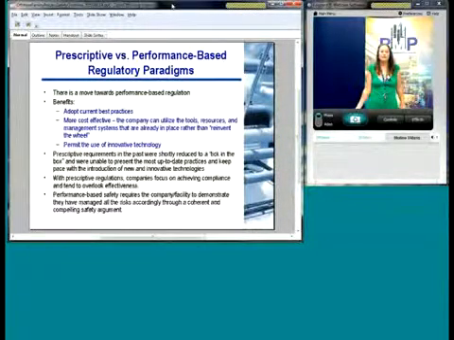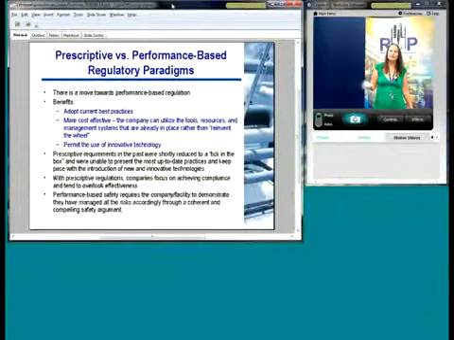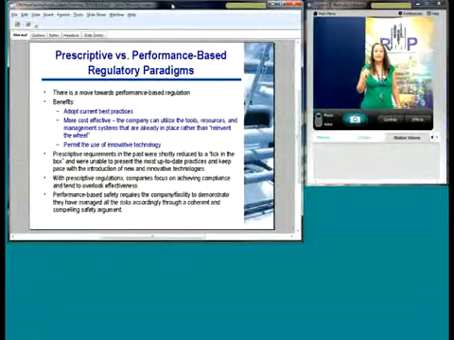Like I was saying, prescriptive requirements most of the time get reduced to a checkbox, checklist type program. Not to say that a lot of my clients don't go above and beyond the regulations and do performance-based on their own, but we're just looking at regulatory requirements here. Performance-based requires that the company or facility demonstrate that they have managed all of the risks accordingly through a coherent and compelling safety argument or safety case. So that's where safety case comes from.